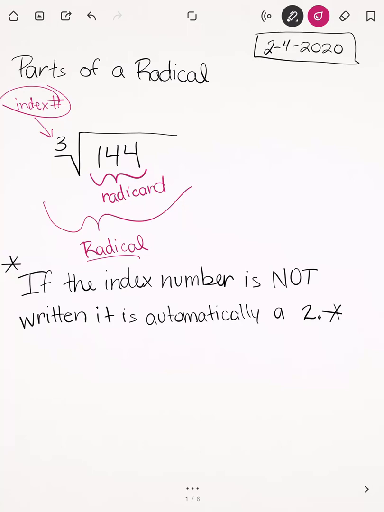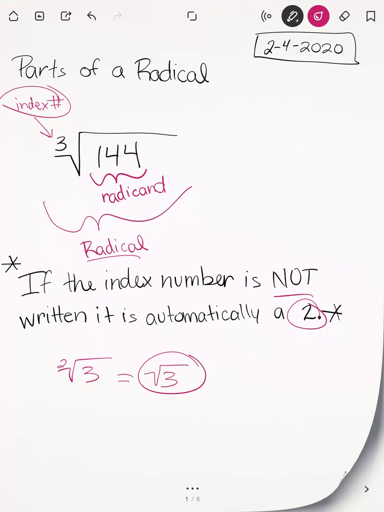Another important tip is if the index number is not written, it is automatically assumed that it is 2, which means square root. We just don't like to write a 2 there because that looks goofy. So we often just write it like this. So this and this are the same exact thing. Okay, so let's go on to some examples because that's the best way to show you.